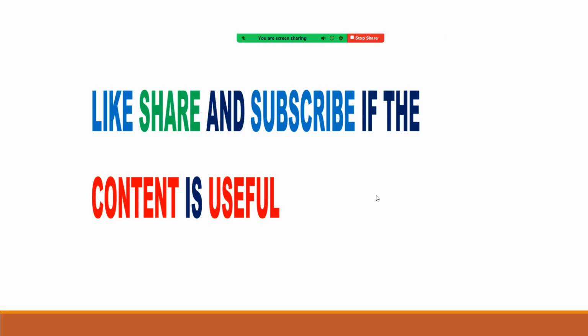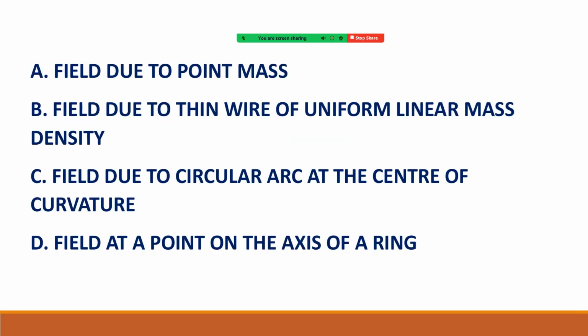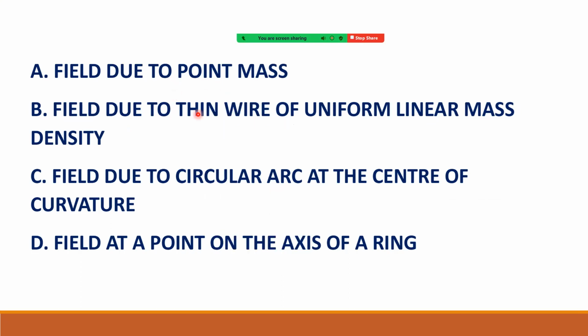Recording in progress. Hi friends, in this lecture I am going to discuss how to calculate the strength of the gravitational field. We are going to calculate it due to a point mass, then a thin wire of uniform linear mass density, after that due to a circular arc at the center of curvature, and then at a point on the axis of a ring. Okay, let us see now the field due to a point mass.